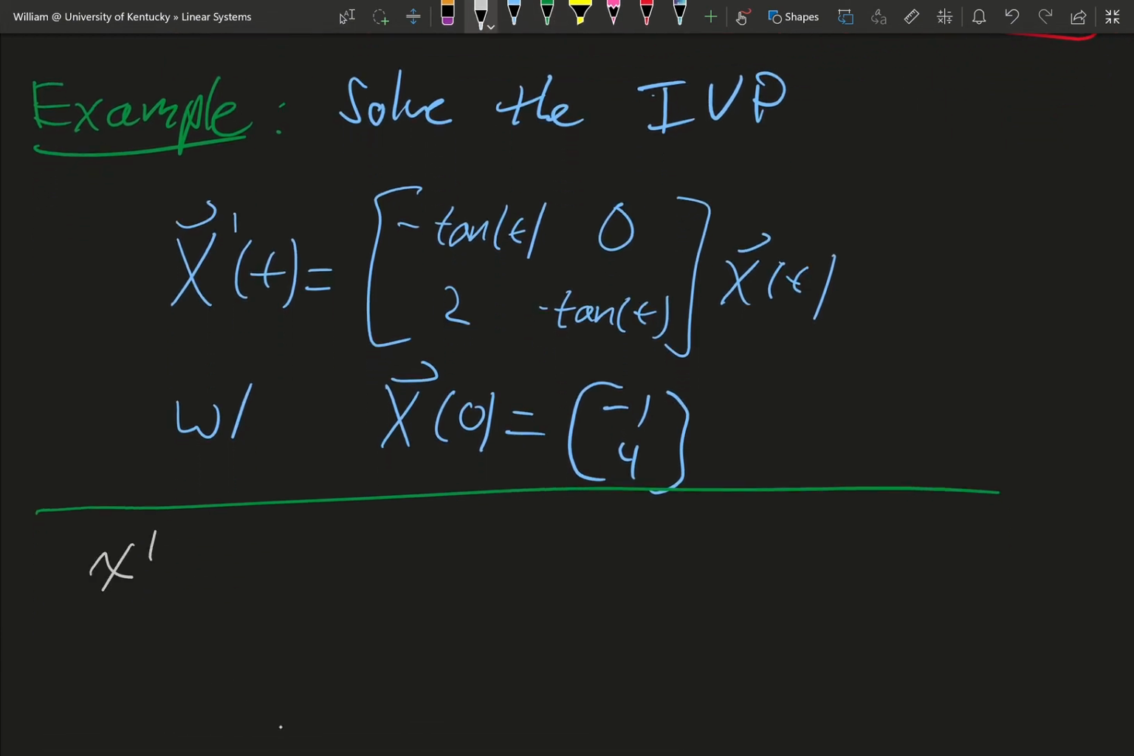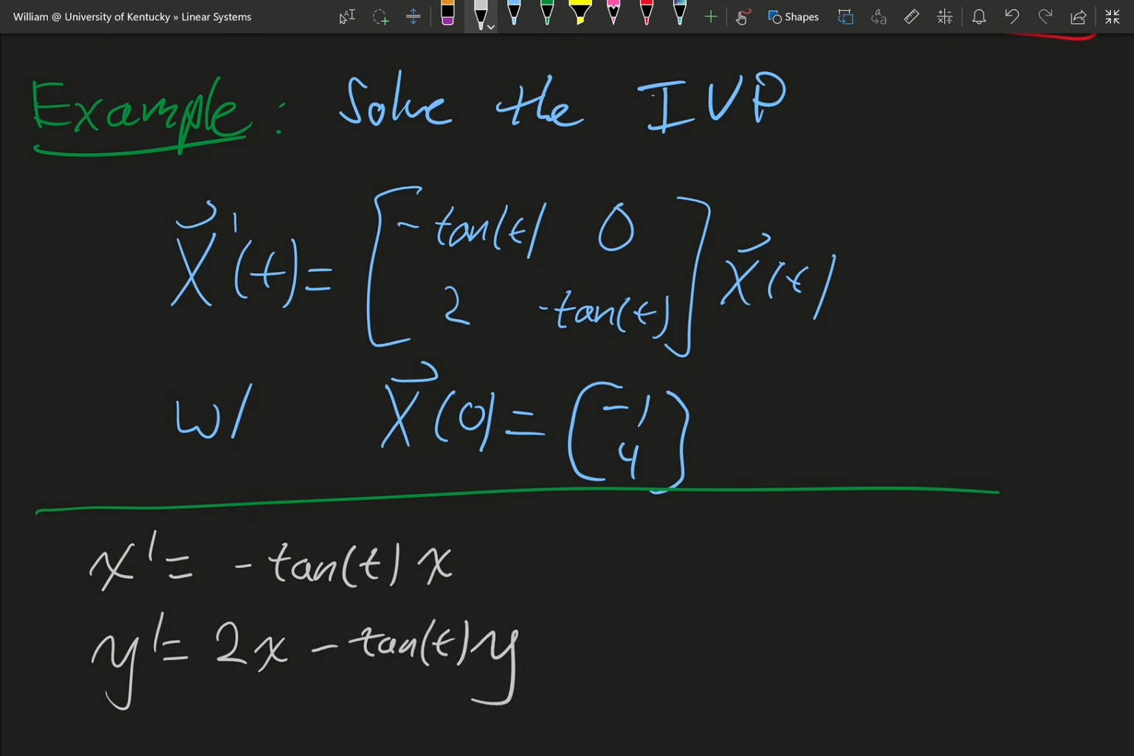Okay, so again, we have x prime equals negative tangent of t times x, and y prime equals 2x minus tangent of t times y. So we can go ahead and solve. Well, what's the integral of negative tangent of t? If you write it as sine and cosine, you can see it's a pretty simple u-sub. If you set u equal to cosine, we get our answer e to the natural log absolute value of cosine of t. And so x, if we simplify that once more, is just some constant c1 times cosine of t.